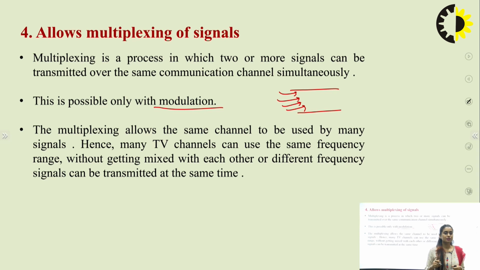Now those signals should be frequency varied, right? And with modulation we are actually doing frequency shifting, and when we are frequency shifting, it is possible for me to allow them to propagate simultaneously through a single channel. The multiplexing allows the same channel to be used by many signals, hence many TV channels can use the same frequency range without getting mixed with each other, or different frequency signals can be transmitted at the same time.